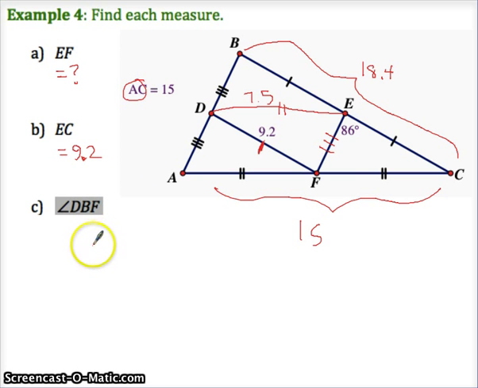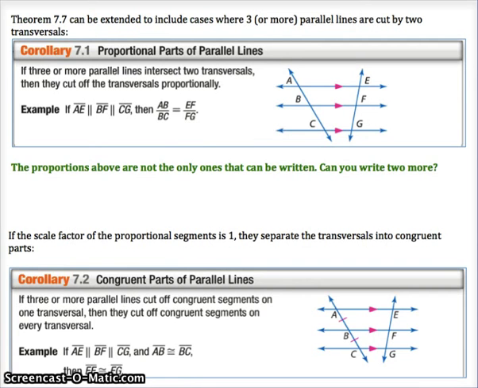All right, angle DBF. Notice that this was a mid-segment here because this connects midpoints, so this has to be parallel to this one. And because those are parallel, we're going to have corresponding angles here and here. So that makes that 86 degrees. All right. Okay, a couple more things.